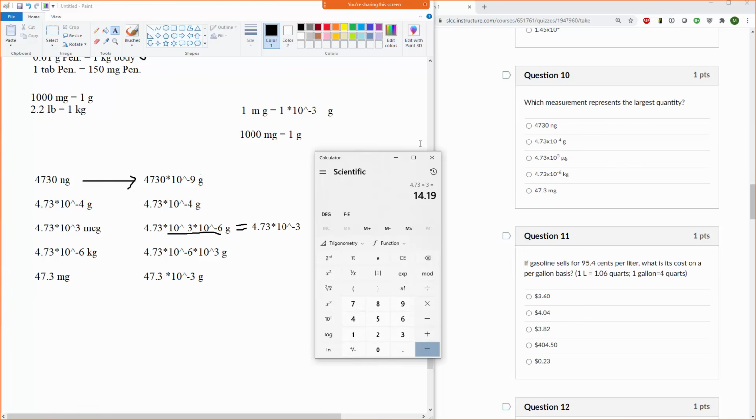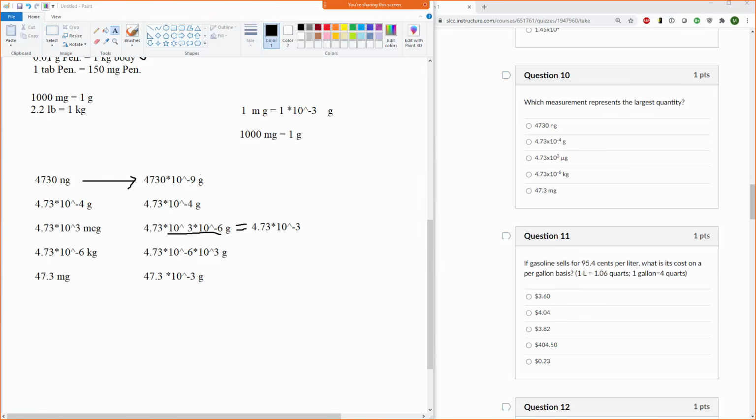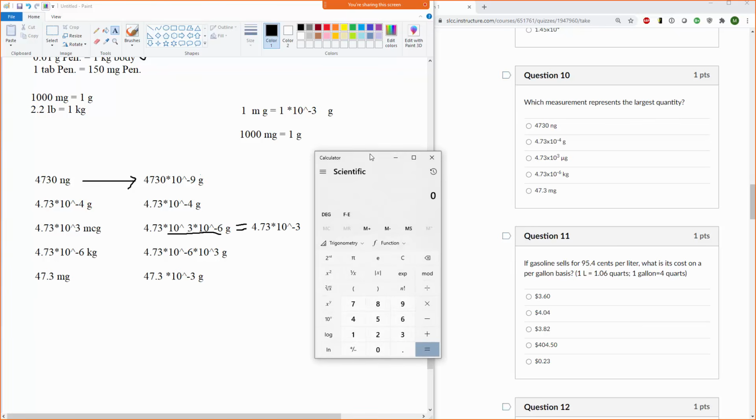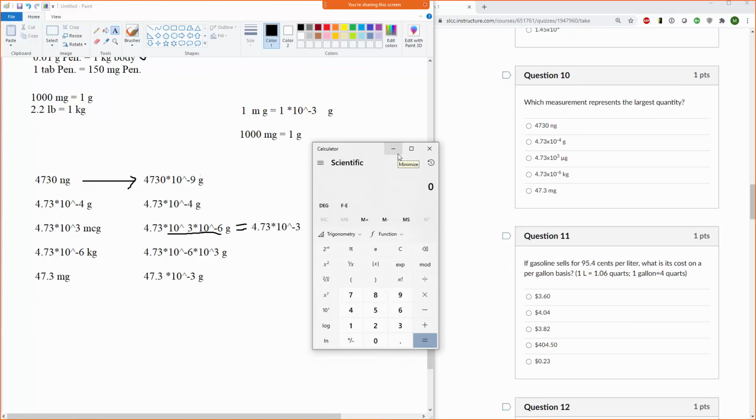Oh, geez. Hang on a second. I hate Windows calculator. I need to download a better scientific calculator. But okay, so the way that this one has to do it, 4.73 times 1, oh, there it is, 1 times 10 to the 3rd.